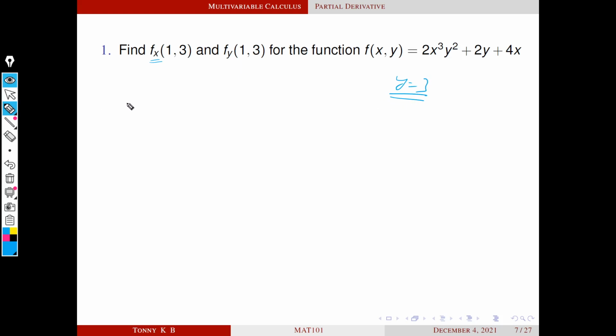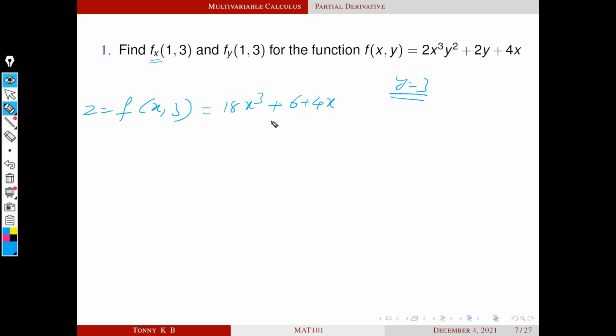Okay, so first we are going to consider z equal to f(x,3). That's a curve, right? So what is f(x,3)? By substituting y equal to 3, our z becomes 18x³ + 6 + 4x. Okay, this is like a curve in 3D. Next you have to differentiate this with respect to x using our normal derivative formula.